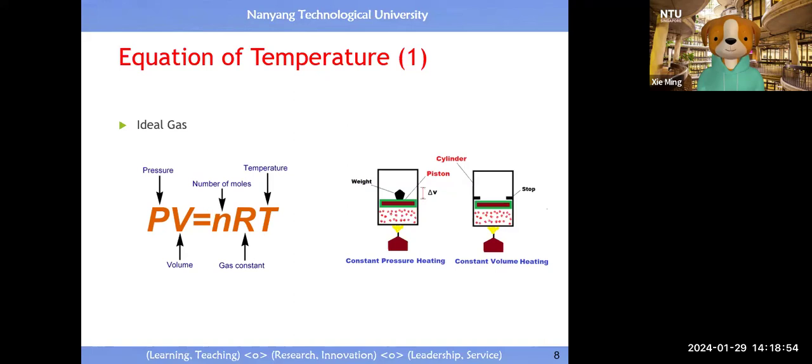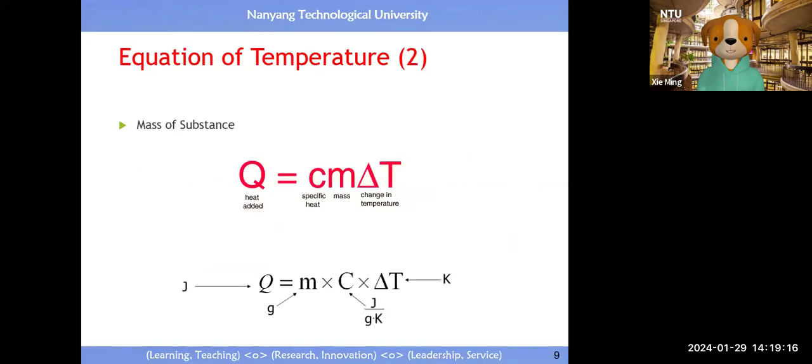So you see, PV, pressure times volume, is proportional to temperature T, and R is a constant, and n represents the amount of gas, the molar number, etc. Right? So immediately you see pressure related to temperature, volume related to temperature, right?